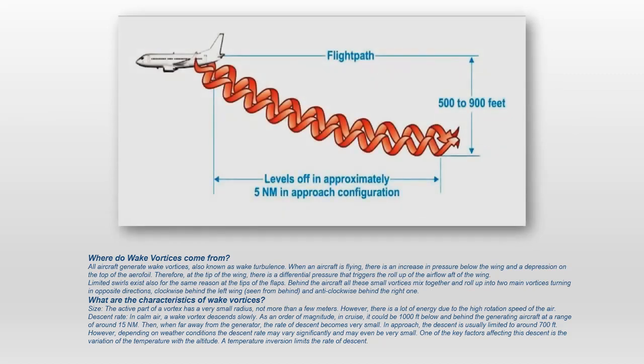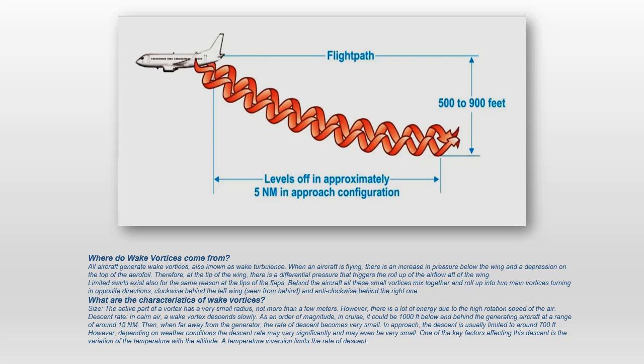What are the characteristics of wake vortices? Size. The active part of a vortex has a very small radius, not more than a few meters. However, there is a lot of energy due to the high rotation speed of the air.